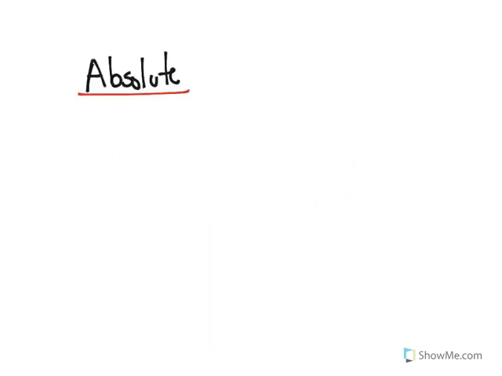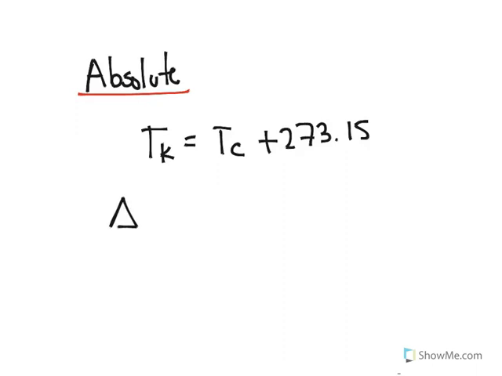With this information, the absolute scale, which is called Kelvin, states that the temperature in Kelvin is going to be equal to the temperature in Celsius plus 273.15 degrees. And a step in Kelvin is going to be exactly the same step as Celsius, because we have the same slope.